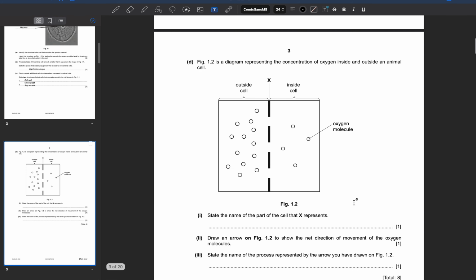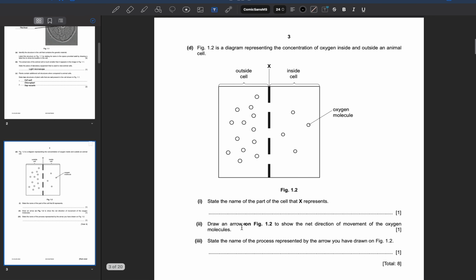The next question, figure 1.2 is a diagram representing the concentration of oxygen inside and outside an animal cell. Here this is an animal cell. This is not a real shape, but it represents the process or what's happening. Here it's outside the cell and here it's inside the cell, and there is a barrier in between, and he said that these are the oxygen molecules. State the name of the part of the cell that X represents.